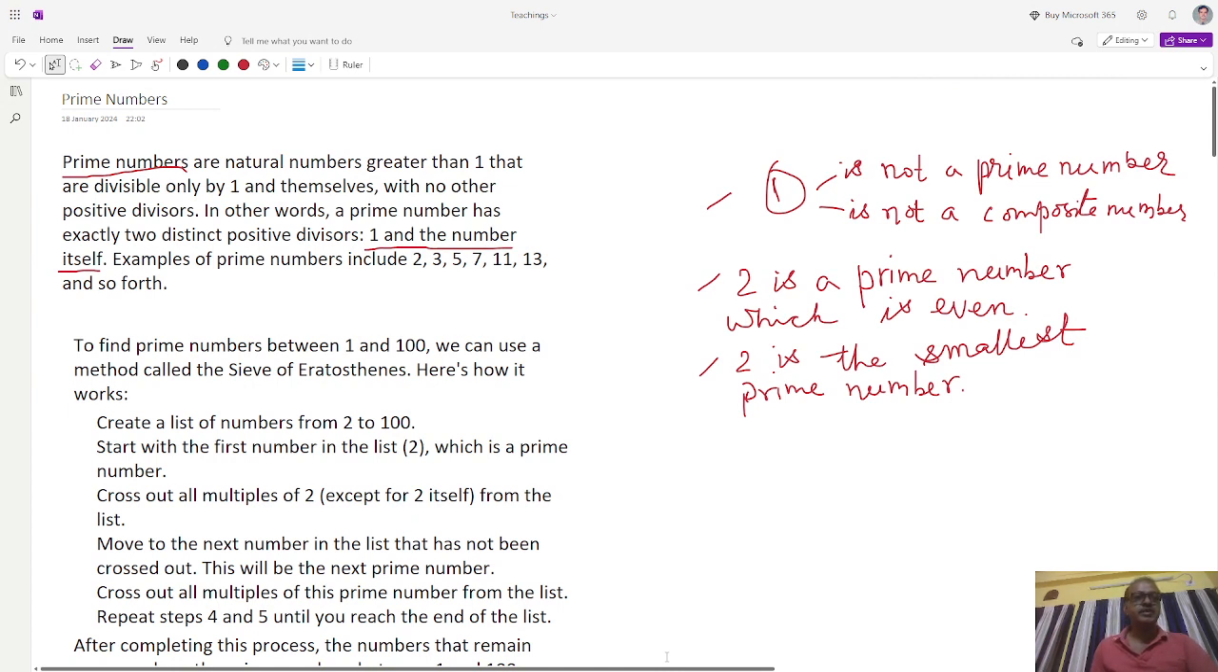I am discussing prime numbers in this video. Prime numbers are natural numbers greater than 1 that are divisible only by 1 and themselves, with no other positive divisors. In other words, a prime number has exactly two distinct positive divisors, 1 and the number itself. Examples of prime numbers include 2, 3, 5, 7, 11, 13, and so forth.